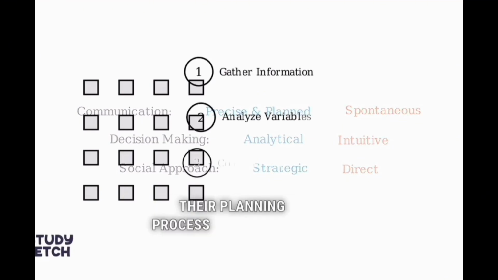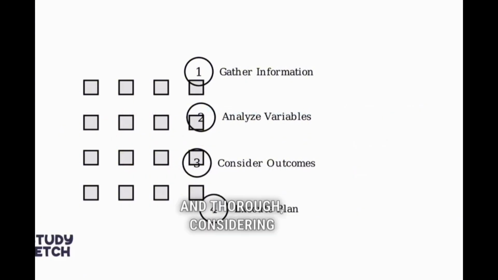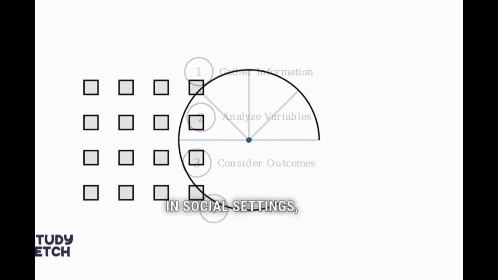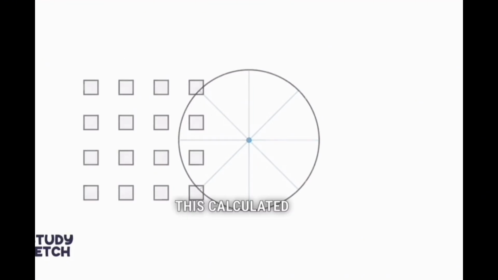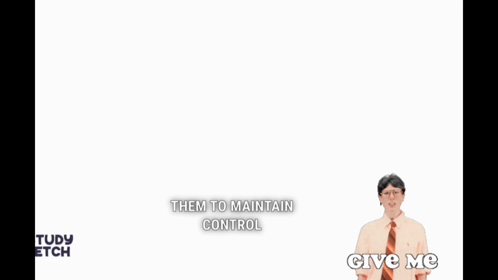Their planning process is methodical and thorough, considering multiple variables and potential outcomes. In social settings, they maintain a calculated distance while exercising influence through subtle means. This calculated approach allows them to maintain control while minimizing direct confrontation.